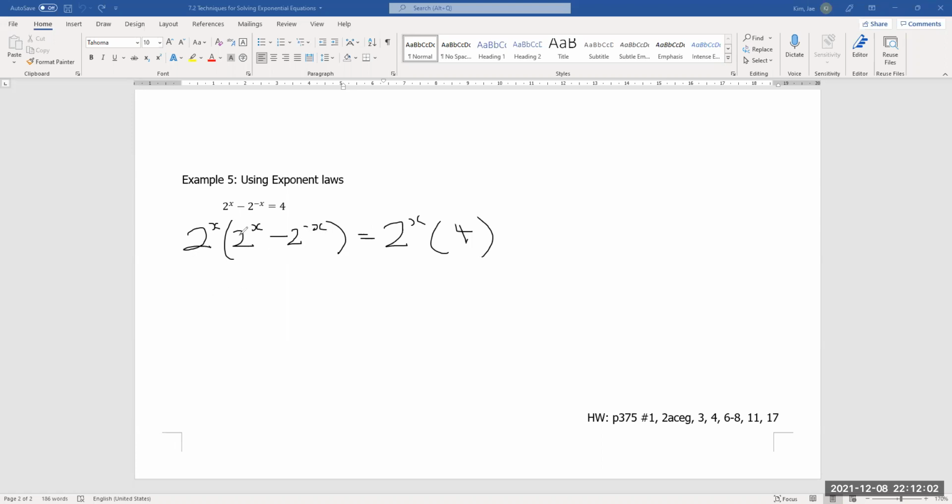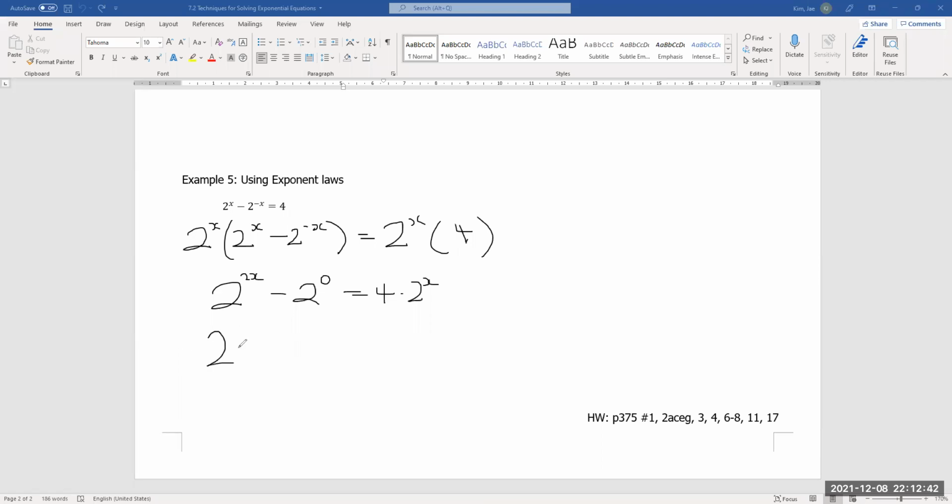Okay, so 2 to the power of x times 2 to the power of x. Well, the exponents add, this becomes 2 to the power of 2x. 2 to the power of x times negative 2 to the power of negative x. Remember, if you're multiplying powers of the same base, the exponents are going to add. So what's x added to a negative x? It's a 0. This one, that's just 4 times 2 to the power of x. So what happens to the negative x exponent? It disappears.